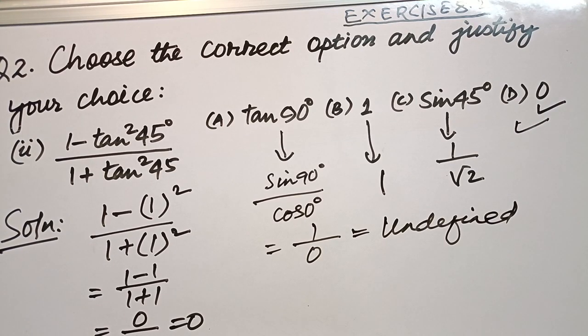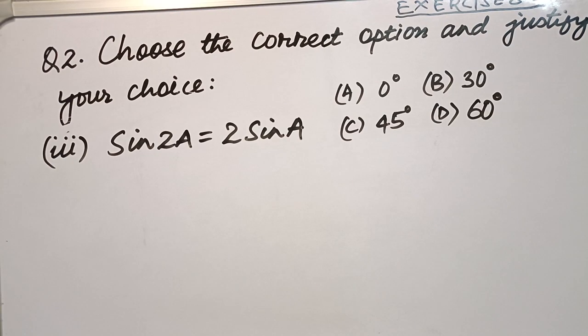Let us solve the next question. The third question is sine 2A equal to 2 sine A. At what value, that is 0, 30, 45 and 60 degree? We'll check at these 4 values and see whether the left hand side and right hand side of the equation will be the same or not.